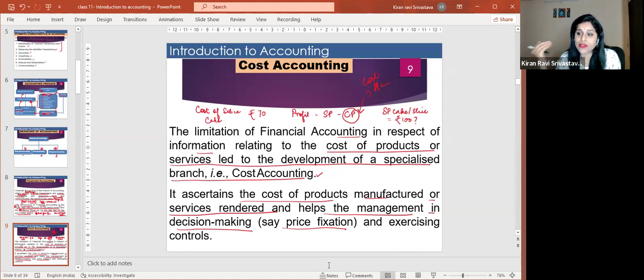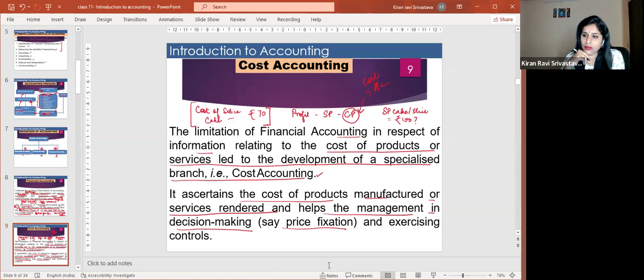Cost accounting helps to understand the costing of a particular thing, be it goods as well as services. And why are we interested in this? Because it helps the management in decision making and price fixation. Now, for example, if I don't give you the information that the cost price of the slice of cake is 70 rupees, will you be able to fix the price?